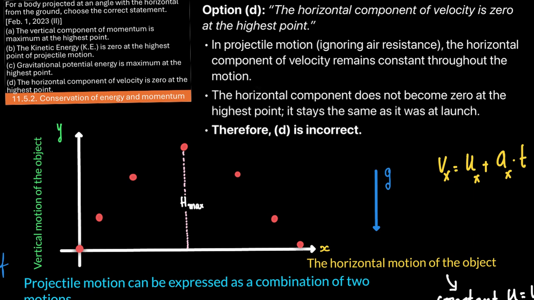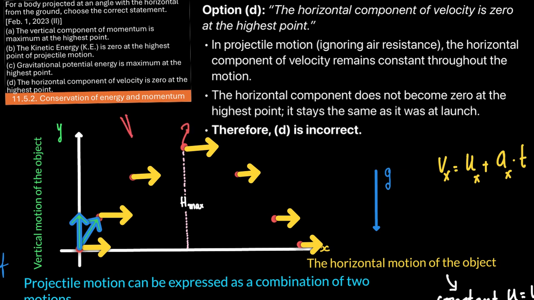So say if this object is projected at the velocity u, right? Velocity u, there will be two components. One is the horizontal component, and the other would be the vertical component, right? And the horizontal component would remain the same throughout the motion. The horizontal component does not become 0 at the highest point. Instead, what becomes 0 here is the vertical component. The horizontal component stays the same as it was at the launch. Therefore, D is also incorrect. So we have the correct option to be option C.